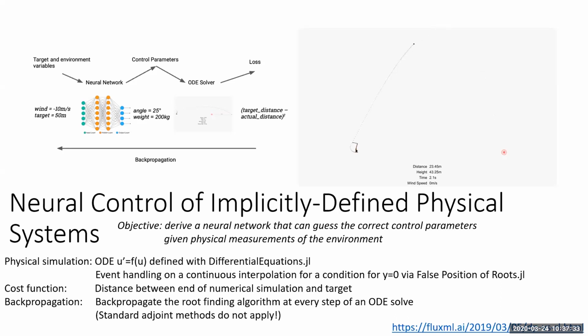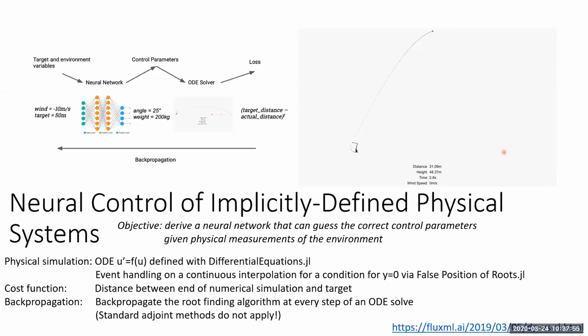We use the continuous interpolation that the library provides in order to do a root finding condition. We have to know when the ball hits the ground in order to end the simulation. That can be done through event handling. So you need to find where y equals 0. And for that, we use a false position method from Roots.jl.